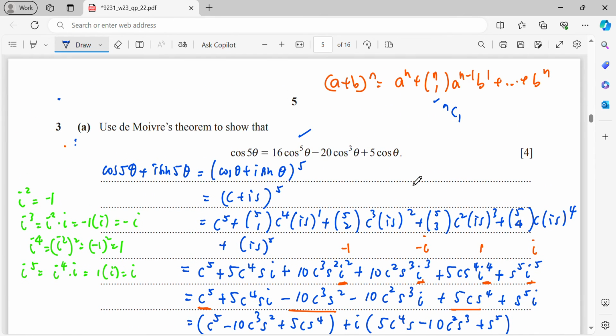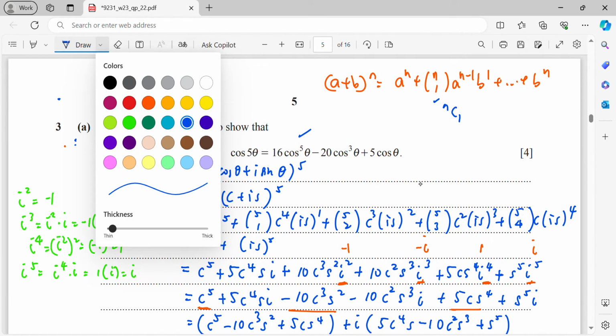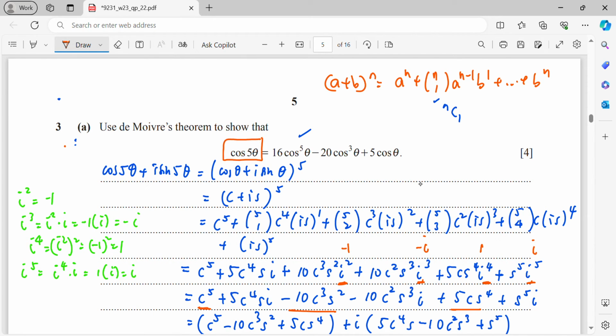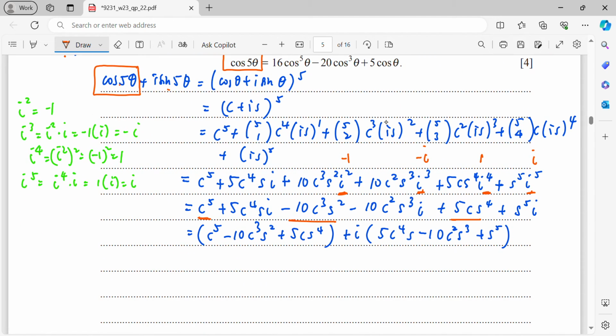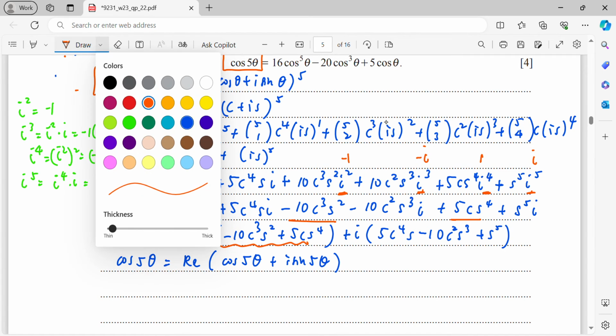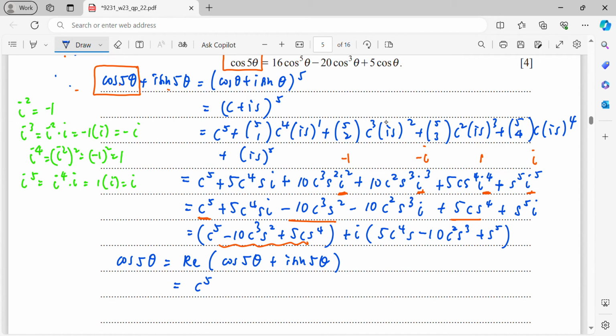Okay, so now look at the question. We need to prove cos 5 theta. So cos 5 theta is basically the real part of this complex number. So I will write here cos 5 theta is the real part of cos 5 theta plus i sine 5 theta. That means I will just choose this because that is my real part. So therefore, I will be getting c^5 minus 10 c^3 s^2 plus 5c s^4. And now I change back.